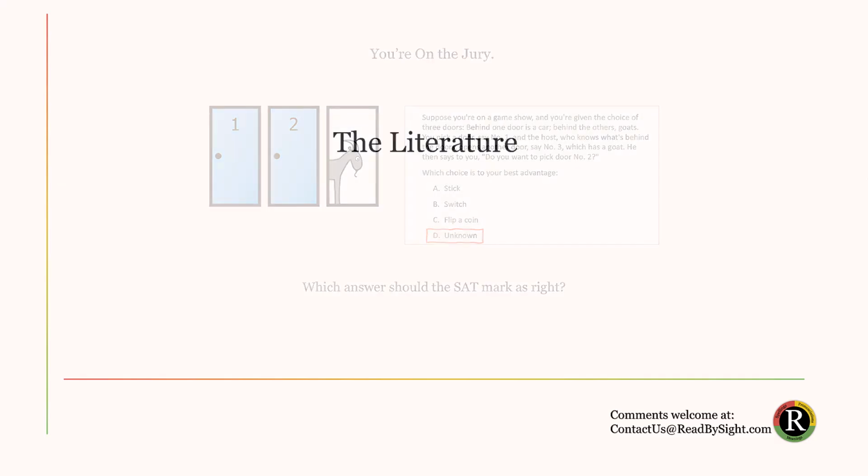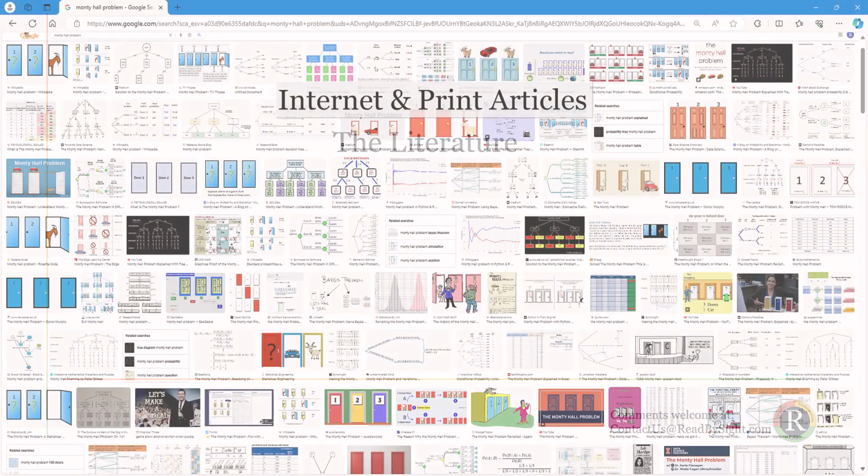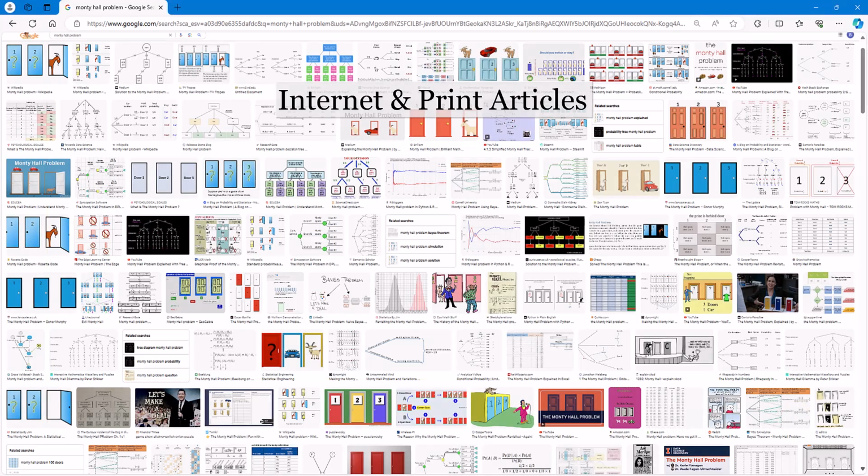So now we can take a look at the literature. Here we can see we don't have print articles, but we have many internet articles, and there are many print articles as well. And look at all the trouble that all of these authors went to, all of the graphics they spent time creating, and all of the brain power that went into this. What's interesting is that all of these articles are unanimous. They all conclude that switching is the answer, that there's an advantage to switching. So they don't really focus or state outright that it's a one-time trial. Instead, they change the math, we'll say.